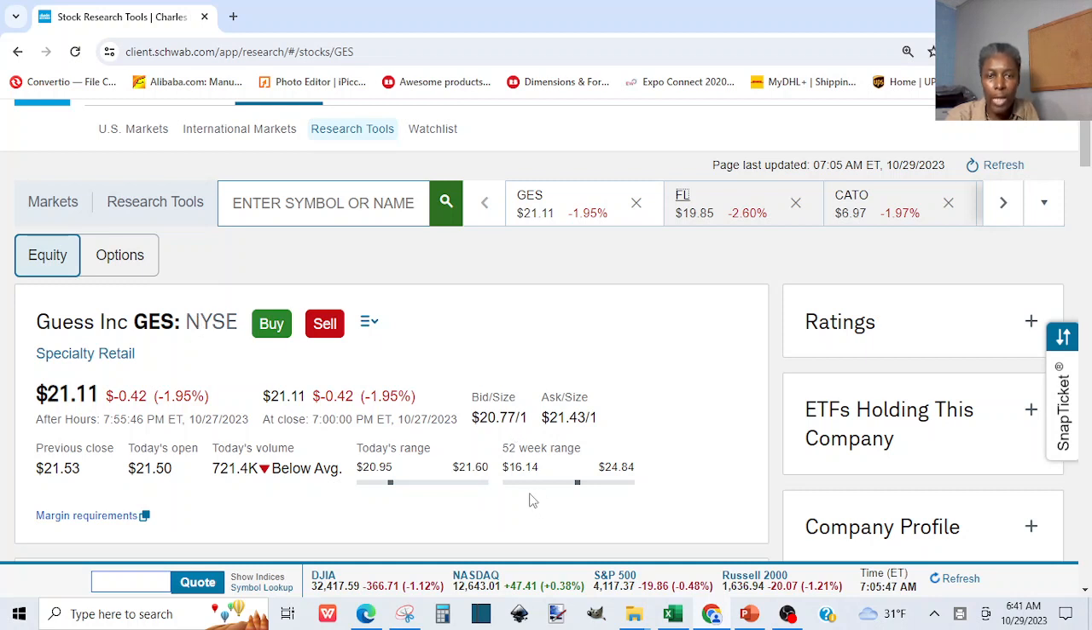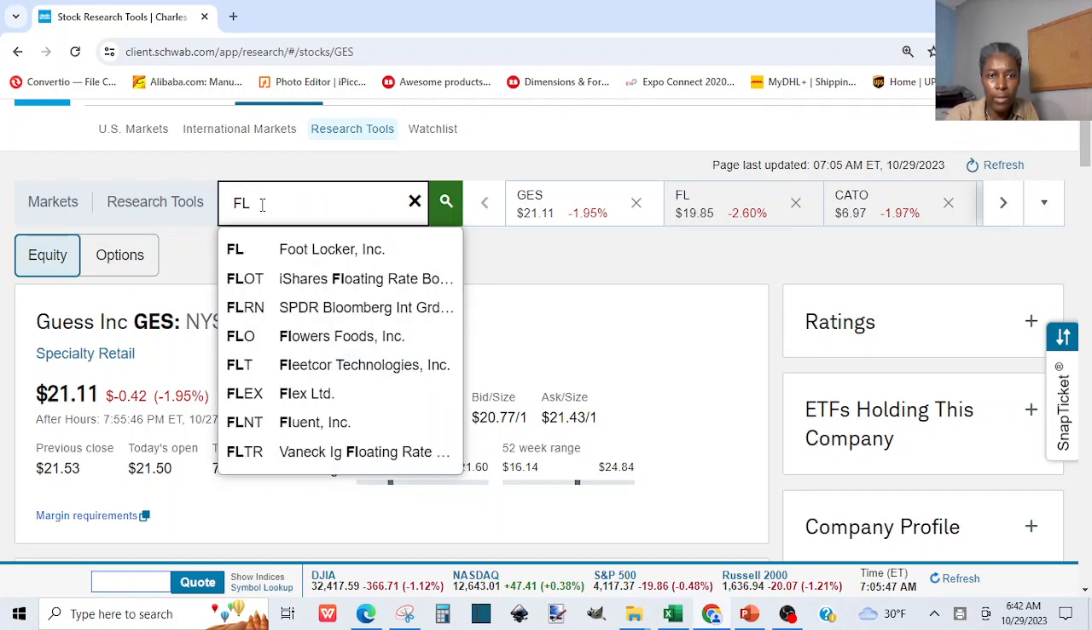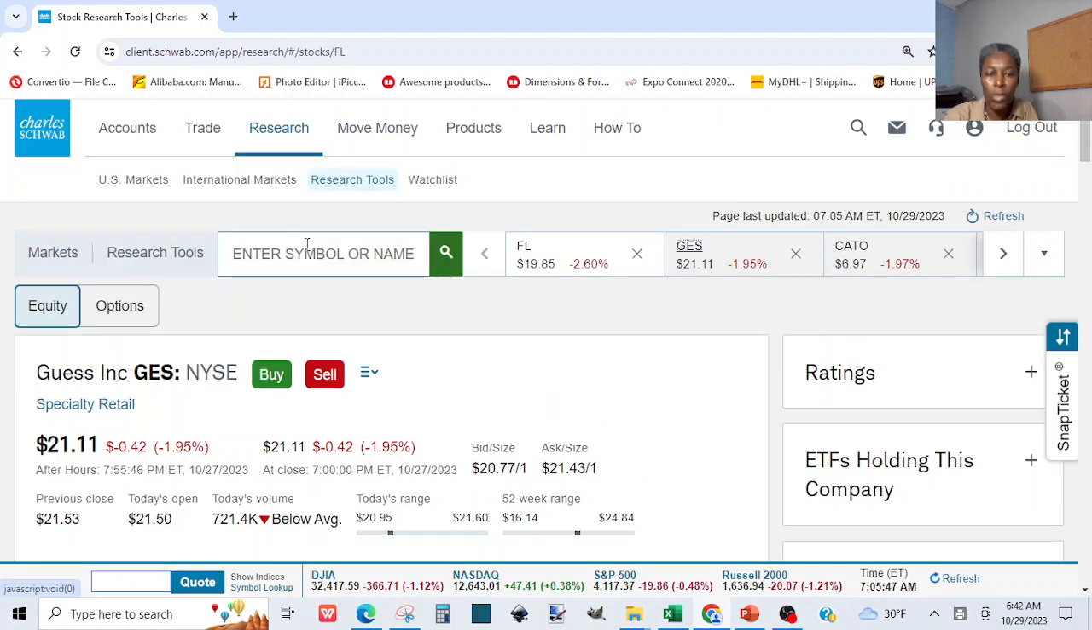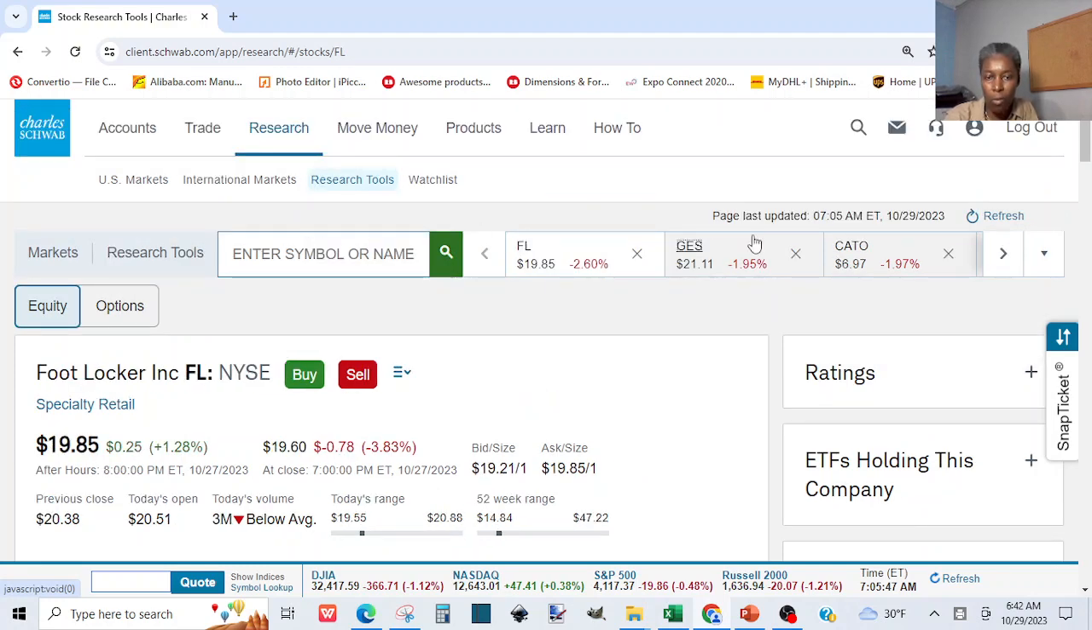So you'll go ahead and record the 52 weeks low range. That means the lowest it sold during the 52 weeks is 16.14, and the highest it sold is 24.84. While you are here, you may want to compare how much it is selling now. Oh, first, before we continue with this one, let's do the previous one again. So we say it's a good one to buy. So let's see if it's a good one to buy now.